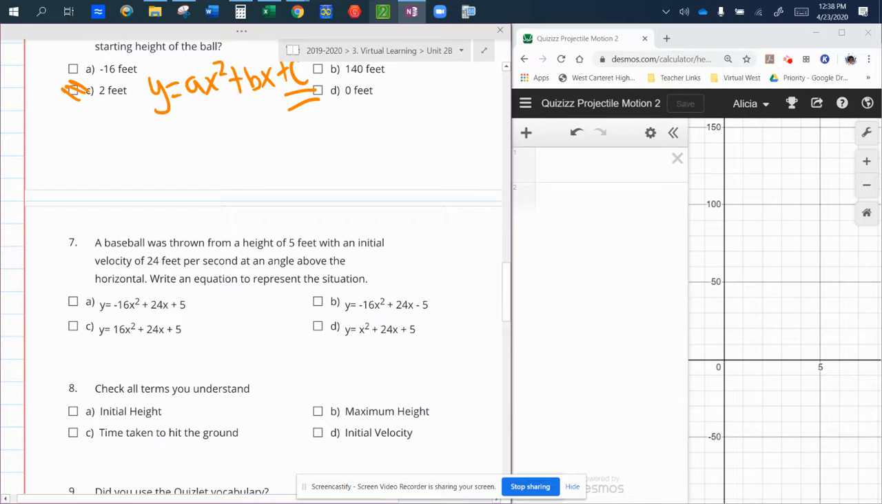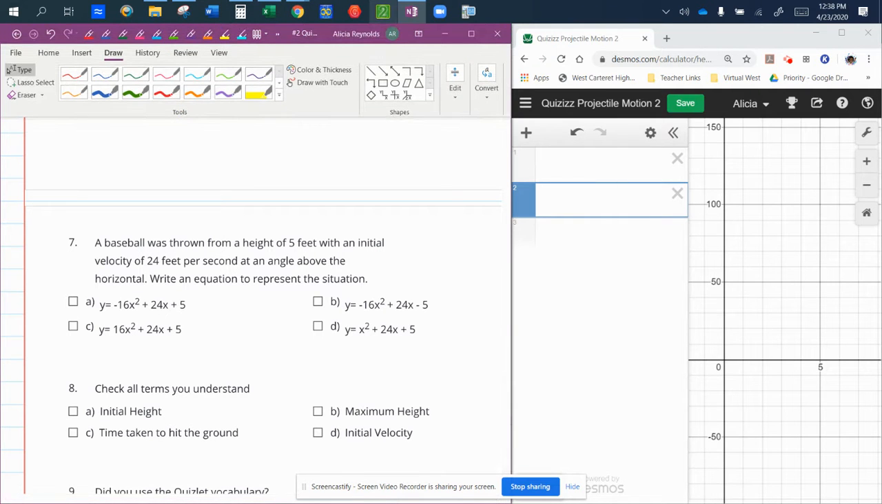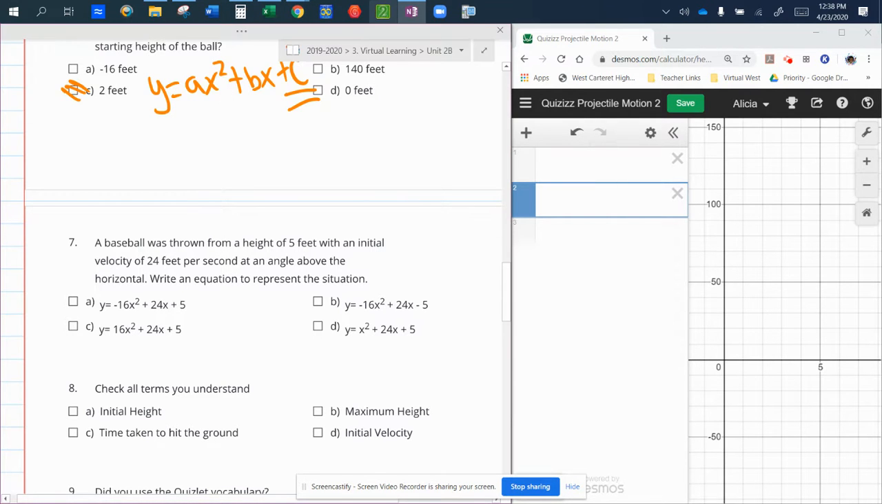here we're using our information from the problem to write our equation. So this is where it becomes important to understand the vocabulary for projectile motion. A ball was thrown from a height of 5 feet, so that's going to be my c value, with an initial velocity of 24, so that's b. And we know that we're always going to have negative 16 out front.